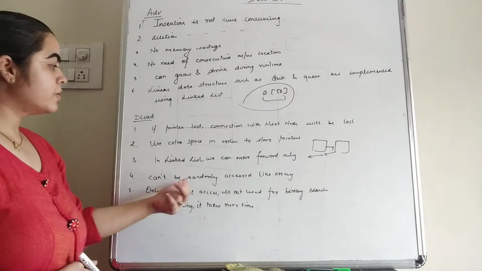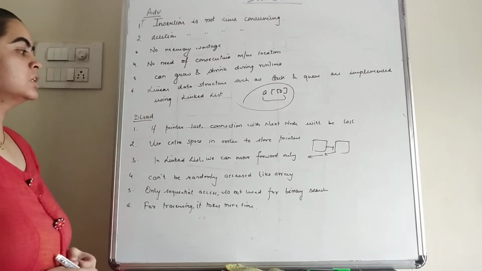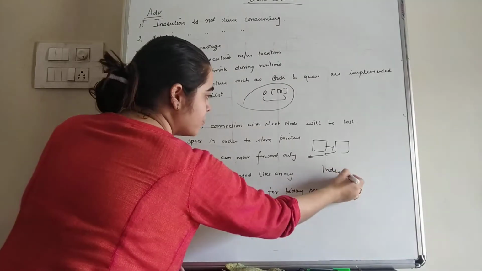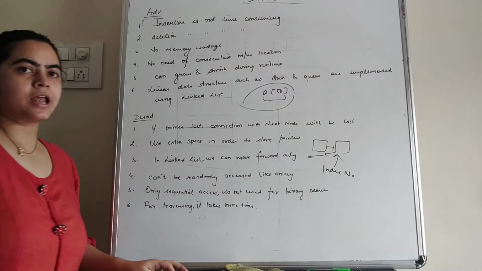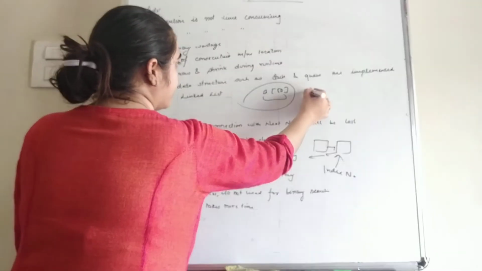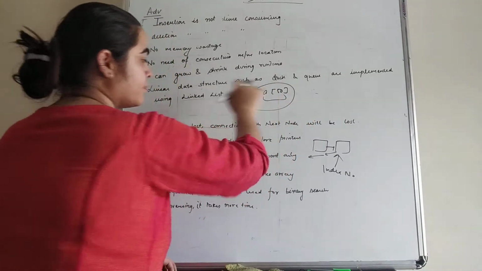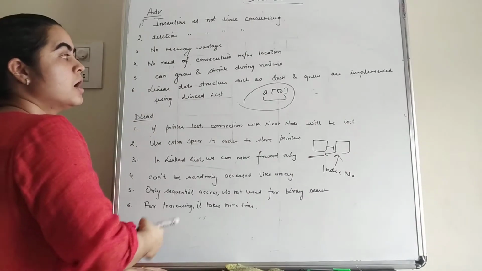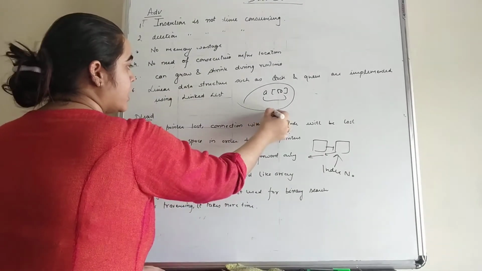Next is cannot be randomly accessed like arrays. See, in arrays by giving the index number we can directly access the data element. Suppose we have the array with 50 data elements, and if we want to access the first data element, then directly we can write a of 1.